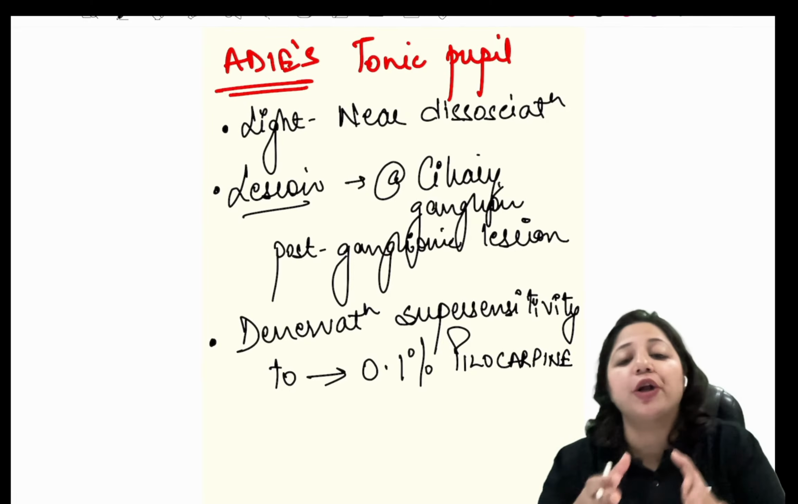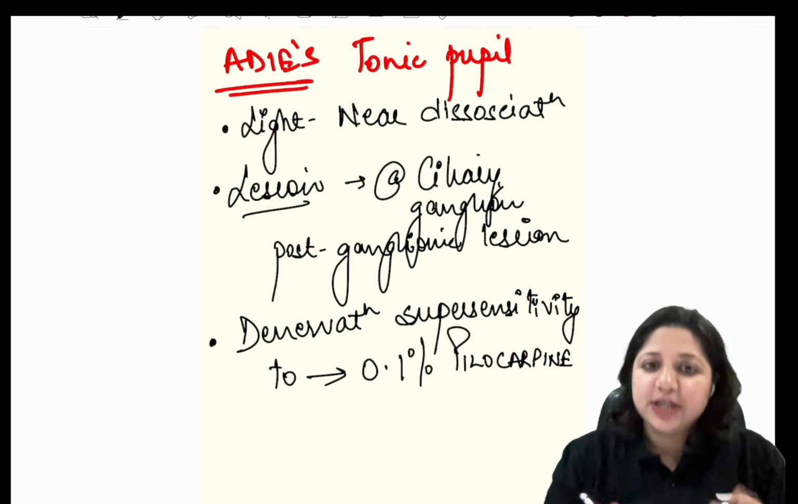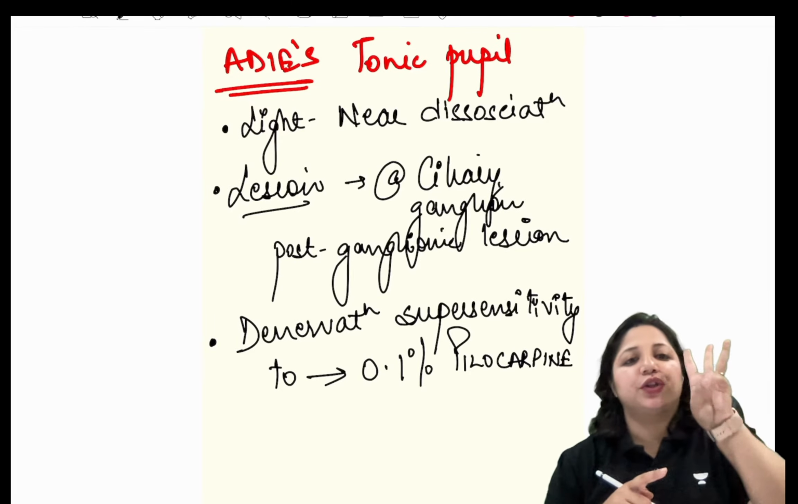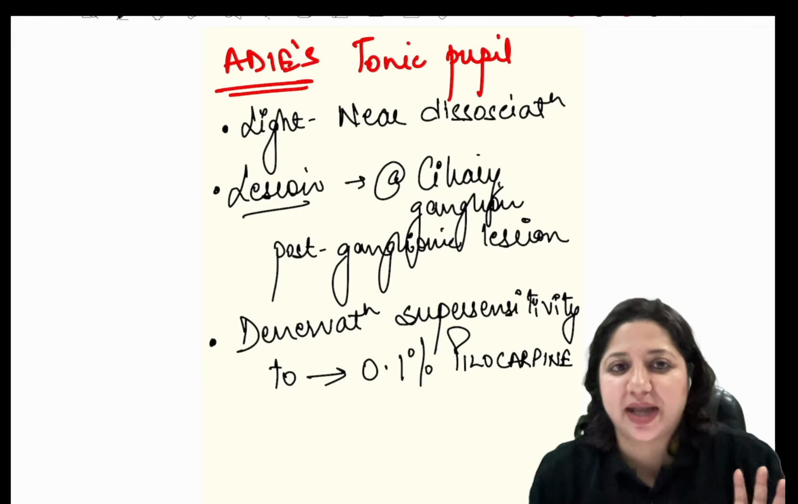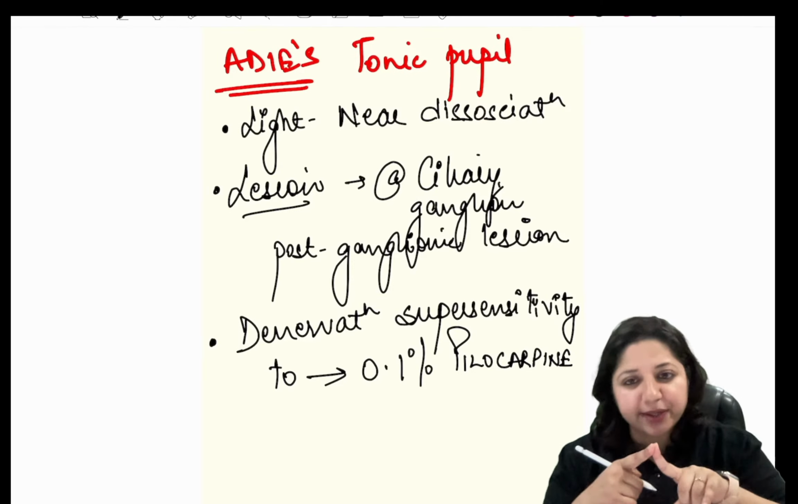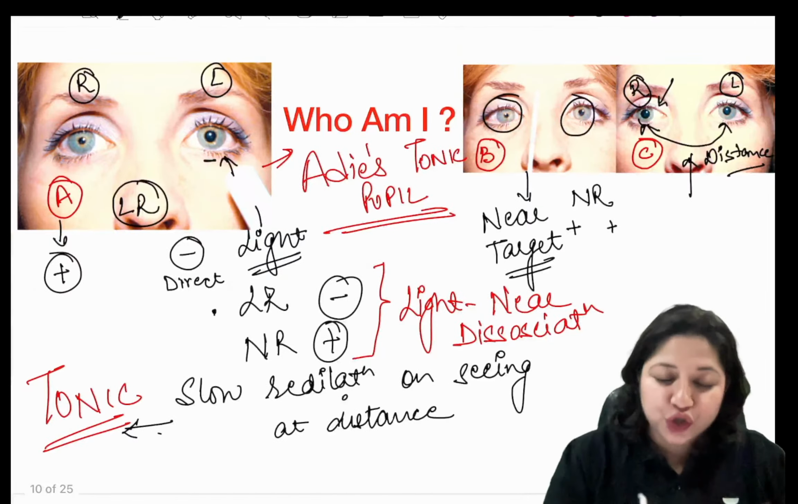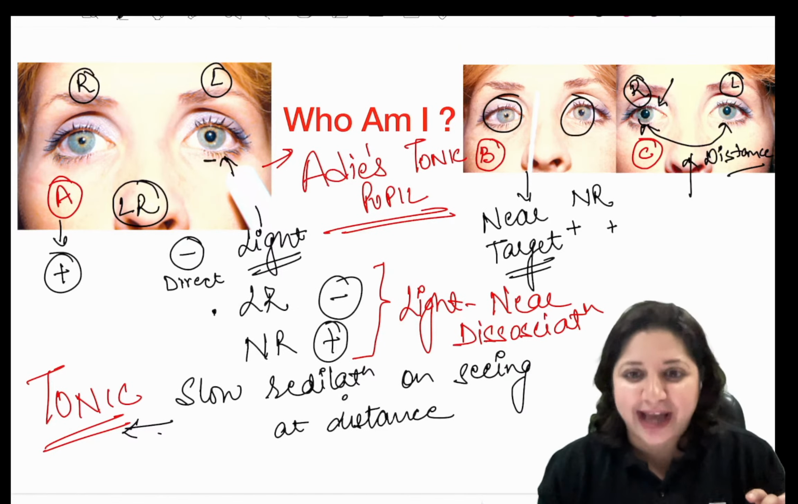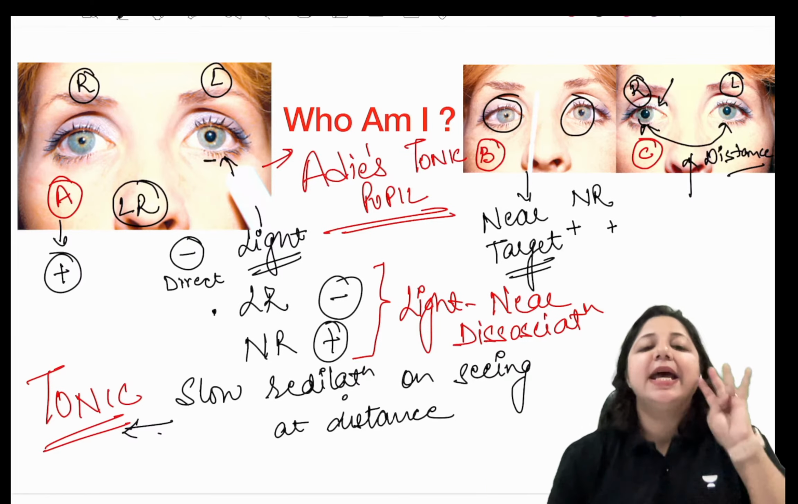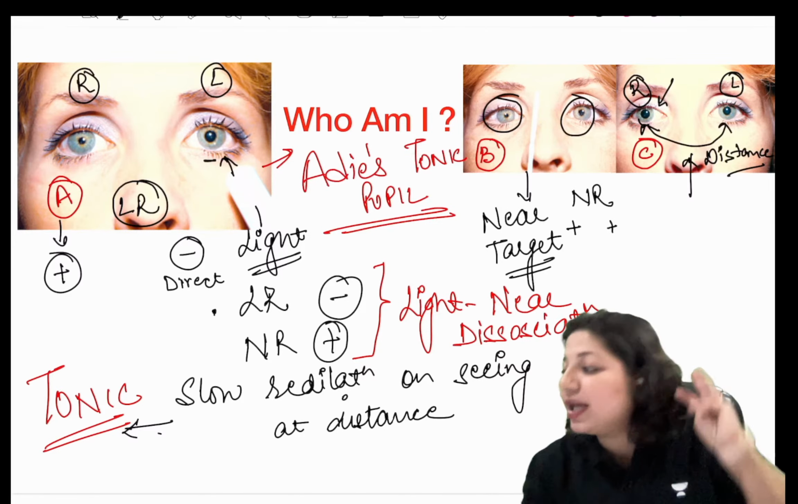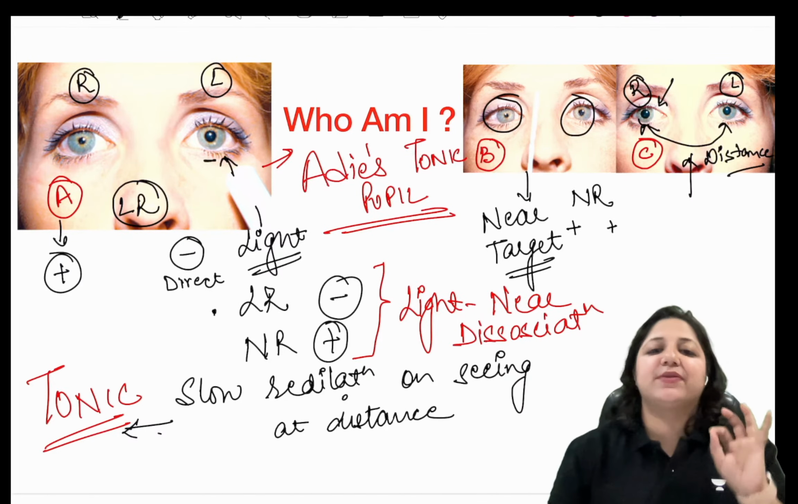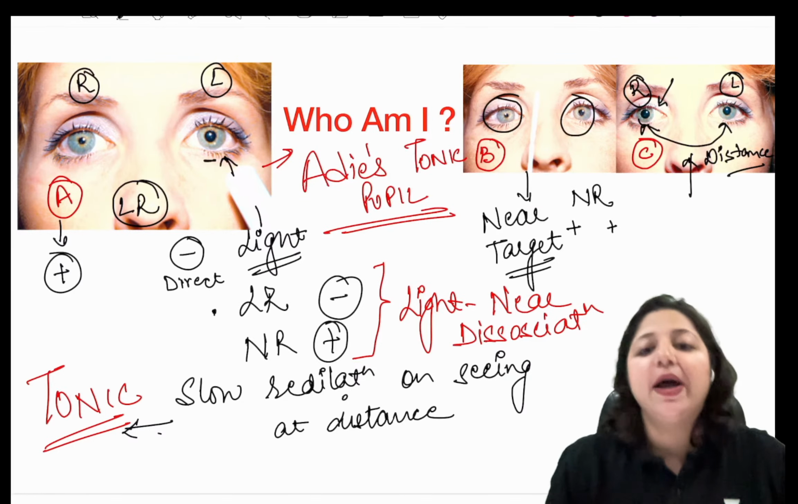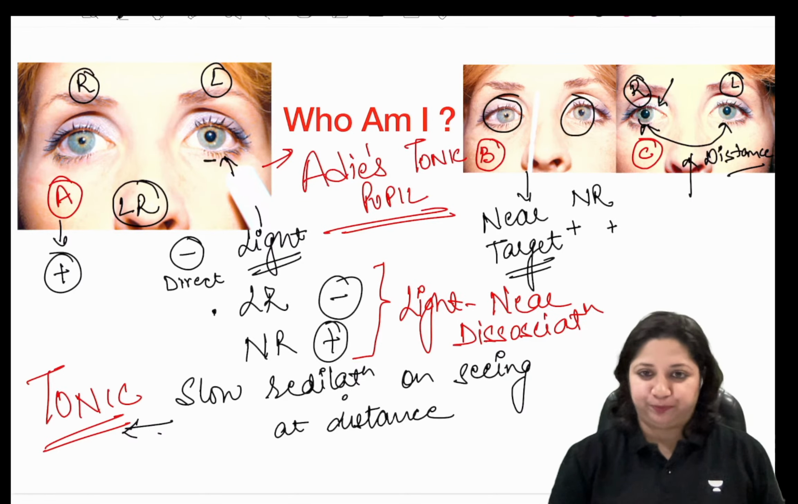So hence, which is not a normal response, right? So there's a denervation supersensitivity. So the three things that you should always remember whenever I say Adie's tonic pupil is there's a light-near dissociation, which we just saw. And where is the lesion? The lesion is at the level of the ciliary ganglion, which is a post-ganglionic lesion, and there is a denervation cholinergic supersensitivity. Hence, it reacts to 0.1% of pilocarpine.